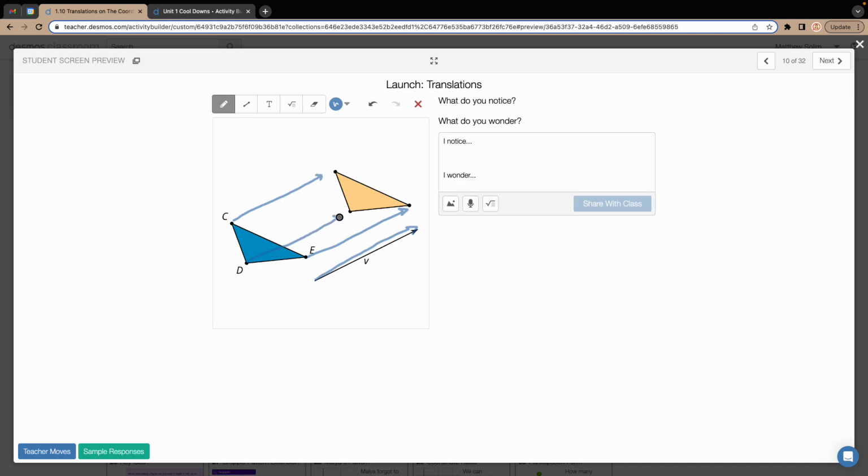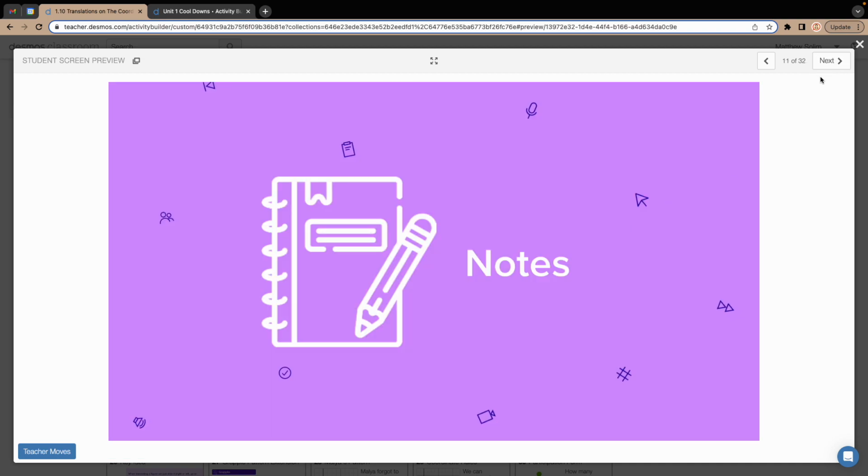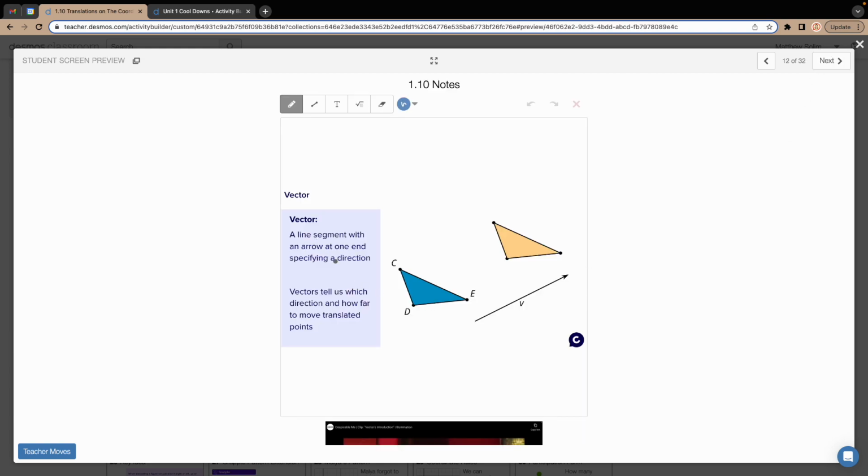And this thing is called a vector. So a vector is a line segment with an arrow at the end, so it goes forever in that direction, right? And it's specifying a direction we're moving and how far. So a vector tells us which direction and how far to move it. So we're moving all of them by this exact same vector. So it's always this one for this problem.